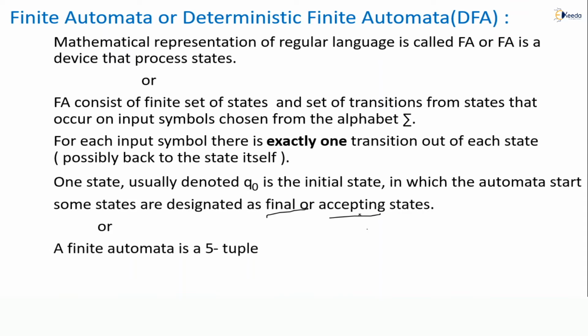Another definition: a finite automata is a five tuple. Please do understand, a finite automata is a five tuple. What is the five tuple? We will observe. Let me write here. As I told you, if M is the FA, it is a five tuple. What are the five tuples? One is Q, sigma, delta, small delta, Q naught, F. How many are there? 1, 2, 3, 4, 5. So these are the five tuples.